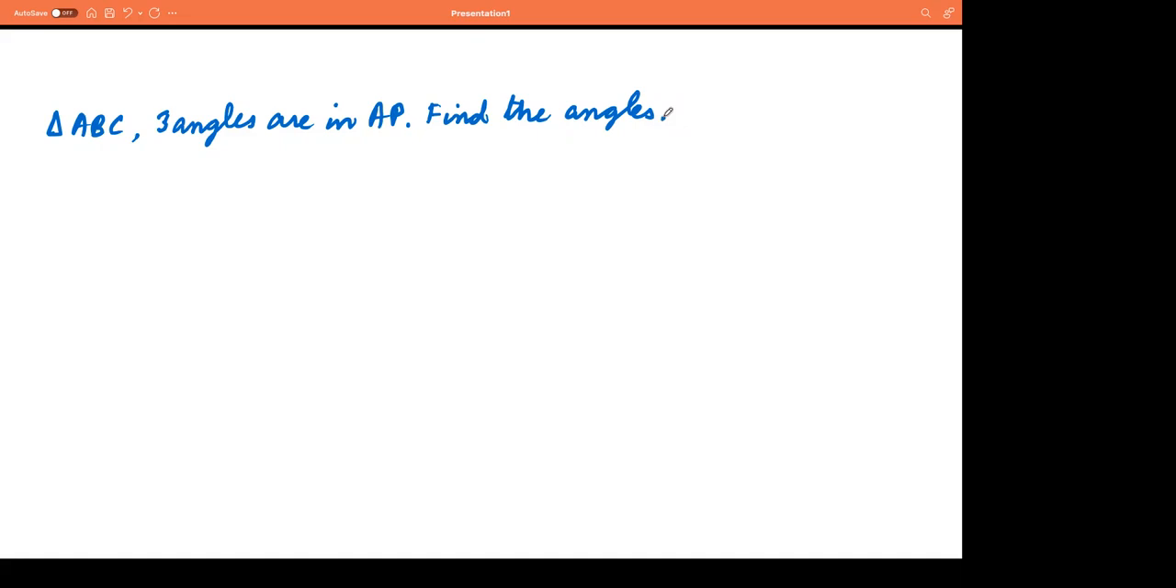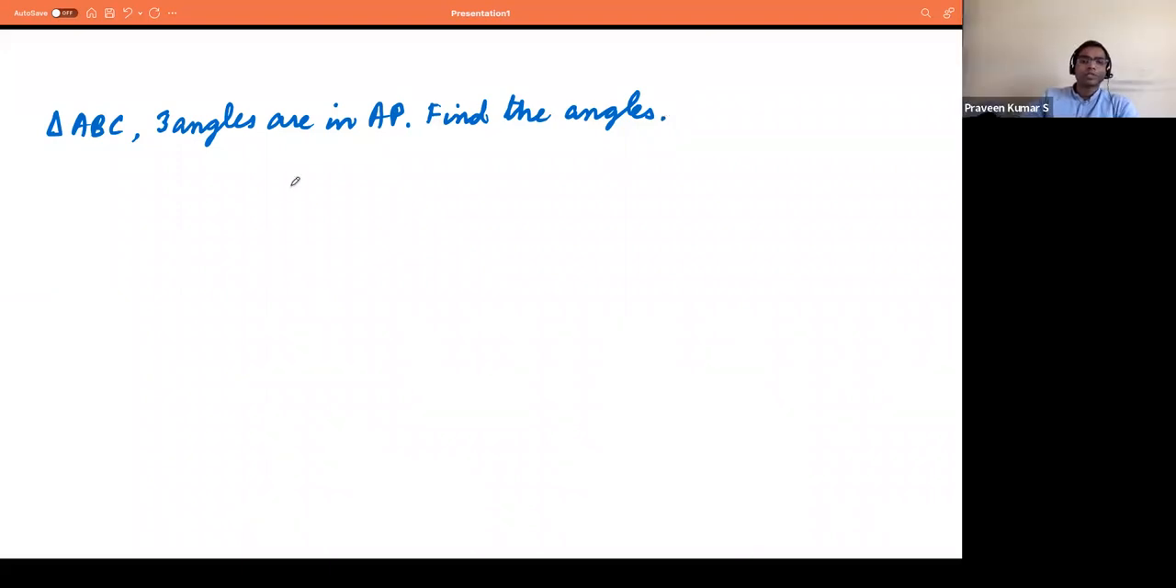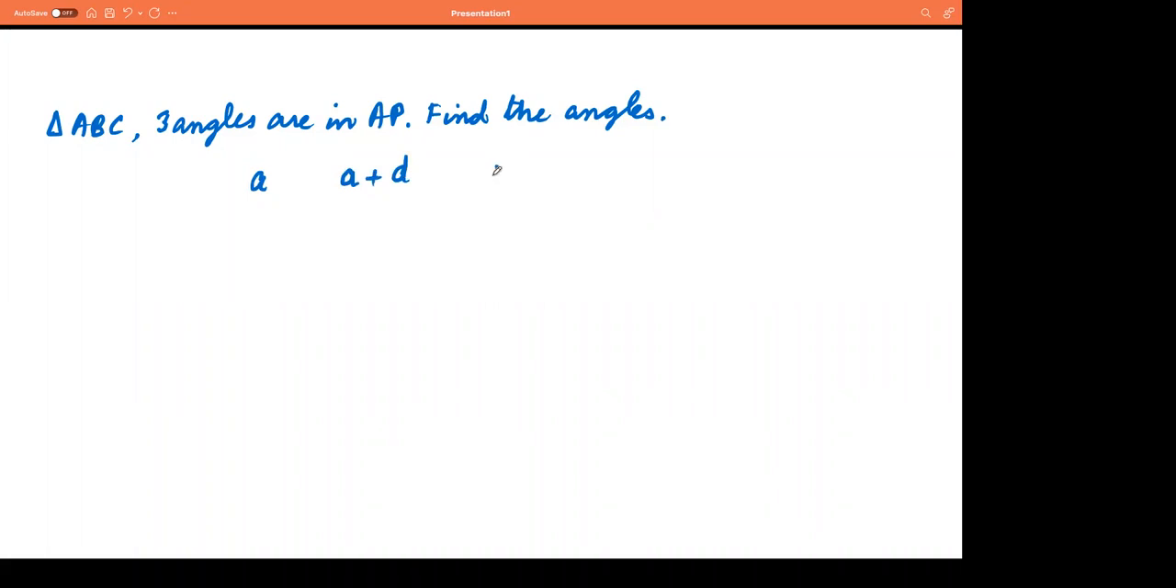Sir, we can take the three angles as A minus D, A, and A plus D, and A plus D plus A minus D plus A is equal to 180 degrees. So D and minus D cancel. So 3A is equal to 180 degrees. A is equal to 60 degrees. Yeah. So there are two ways of starting this. One is you can assume that the three angles are A, A plus D, and A plus 2D.